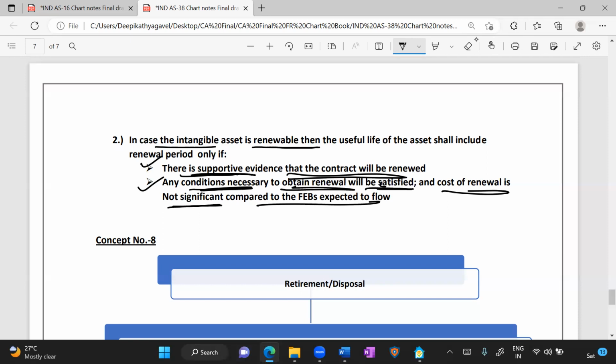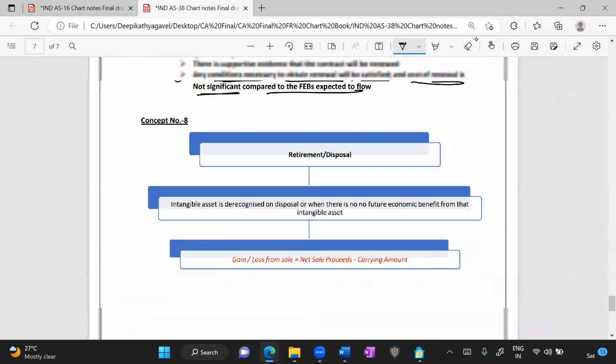In case of infinite life, the standard says look for 2 points. First is whether there's supportive evidence that in the future the intangible asset will be renewed, and whether there is any condition which is necessary to be satisfied, and if there is any condition, will it be satisfied? And whether the cost of renewal is insignificant when compared to the future economic benefit that will flow from that particular intangible asset. If these two conditions are satisfied, then the renewal period can also be included, right?